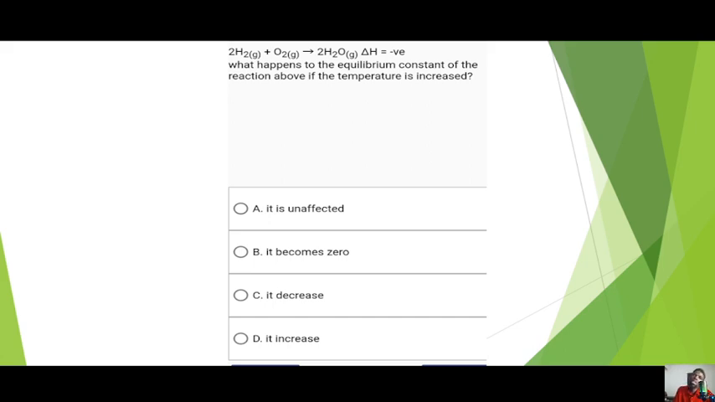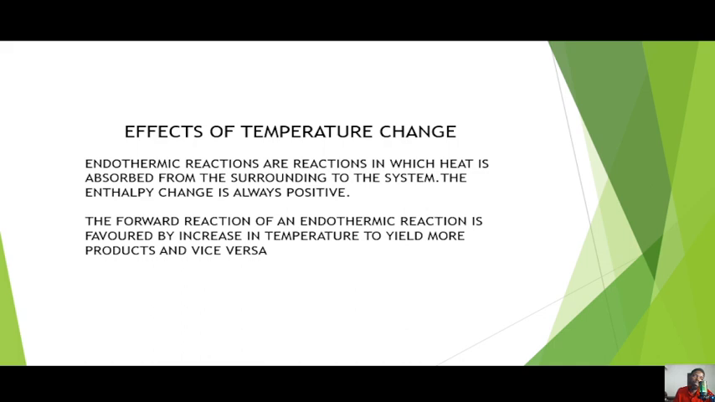In this case, favoring the backward means you are increasing the reactant. And as this reactant is increasing, the equilibrium constant is decreasing. That is why our answer is C, that it decreases. Okay, having said that, we would probably try, let's see how many more questions we have to try before we go to the next concept. Okay, so that's basically about the exothermic question.